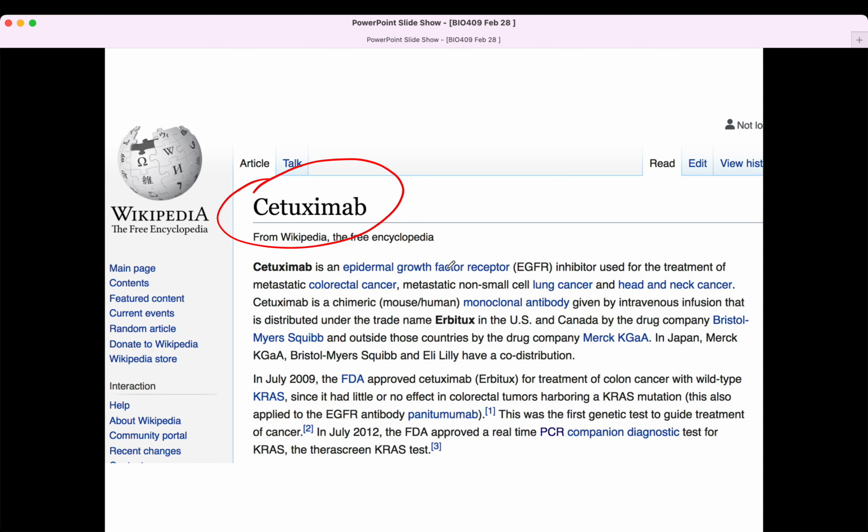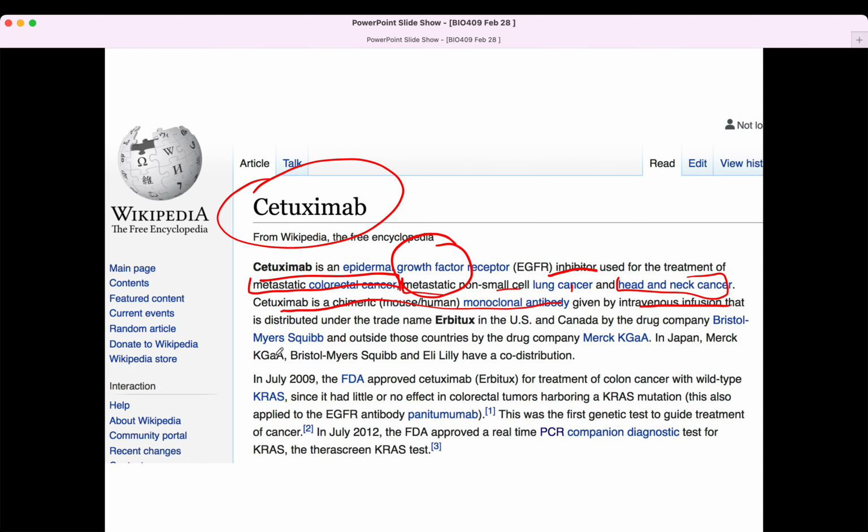Cetuximab is an epidermal growth factor receptor inhibitor used for the treatment of metastatic colorectal cancer, metastatic non-small cell lung carcinoma, and head and neck cancer. Some specific cancers, right? Why? Those cancers, because EGF receptor is normally regulating the growth of those tissues, and if it gets truncated, mutated, it goes out of control. So cetuximab is an antibody that's given by infusion and made by drug companies.